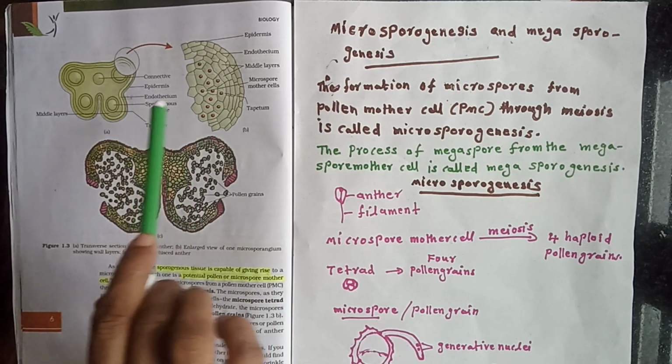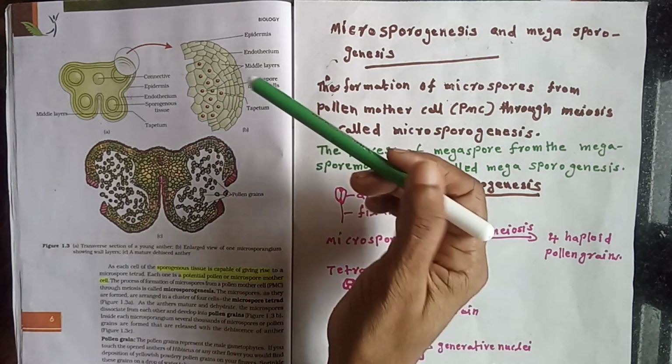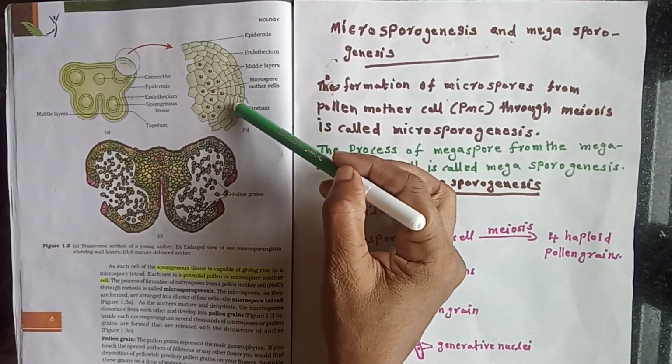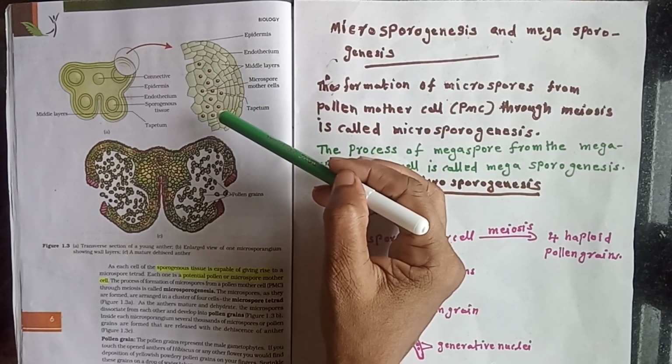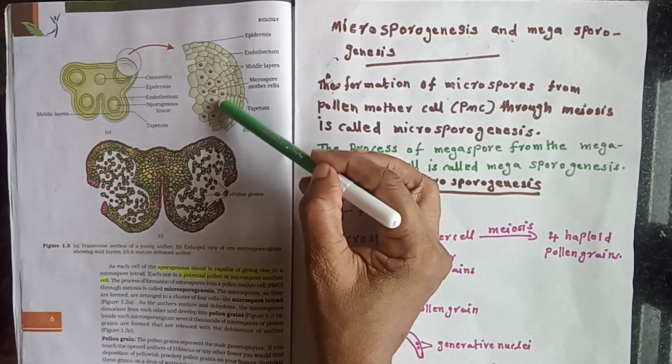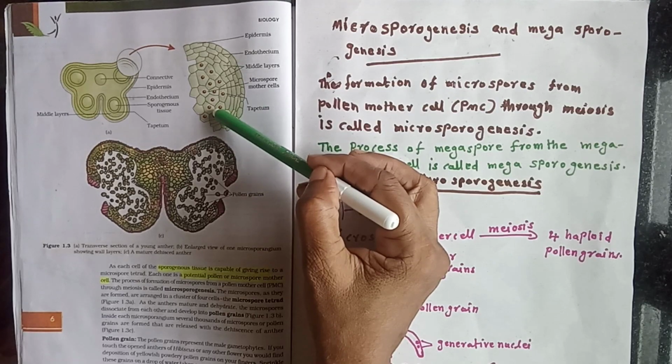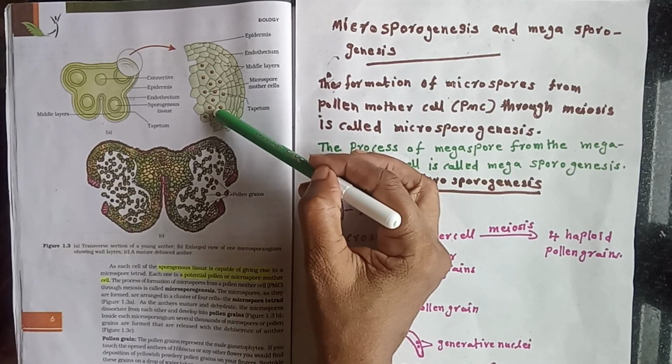There are 3 types of walls in sporangia: the outermost single-layered epidermis, 2 or 3 layers of middle layer, that is endothecium, and the innermost tapetum. The tapetum nourishes the developing pollen grains.